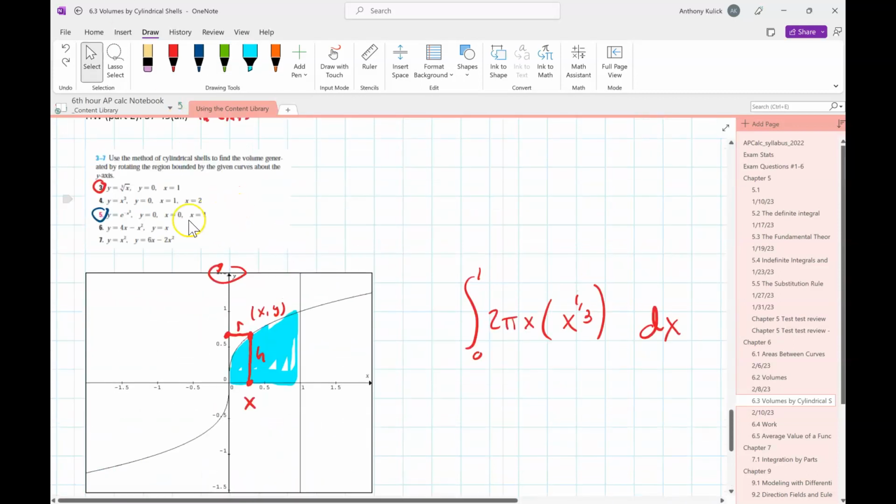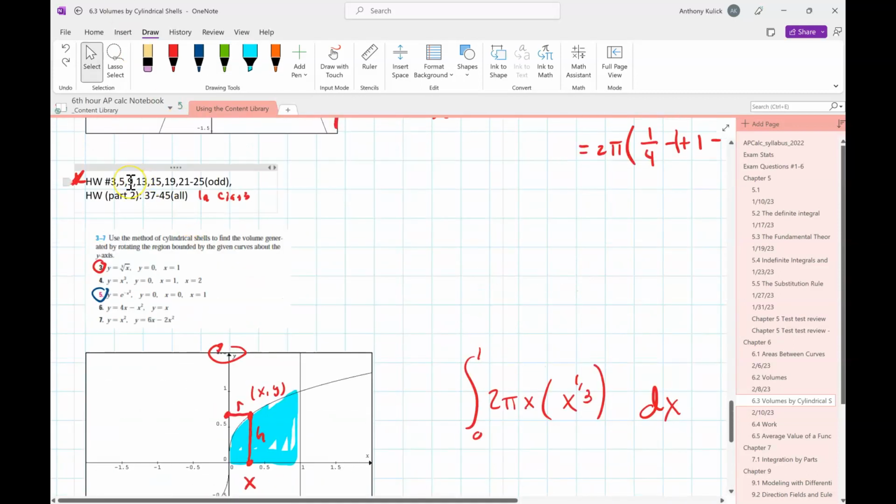Probably have time for another. Do you want to do another one? The other ones are now about the x-axis. Do you want to do one of those?